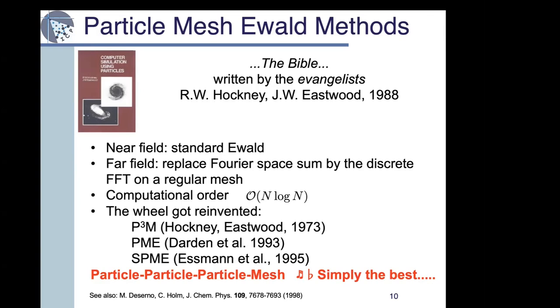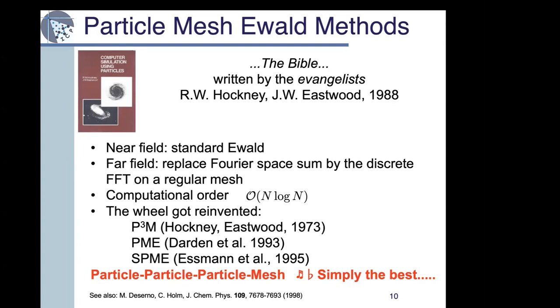They came out of plasma physics, where, I don't know, it was maybe more useful to do this. So the idea was, in the near field, use the standard Ewald, and in the far field, replace the Fourier space sum by a discrete fast Fourier transform on a regular mesh, and that brings the computational order down to n log n. Now, this book was rather complicated to read at that time. Actually, the method of Hockney and Eastwood goes back to the end of the 70s. So this is when they first started saying you can use fast Fourier transforms to make everything faster, but it's clearly spelled out in this book.